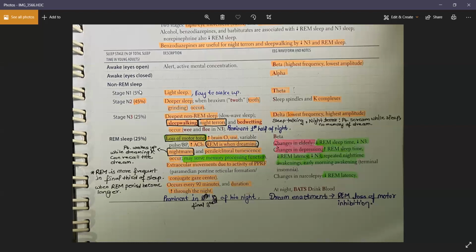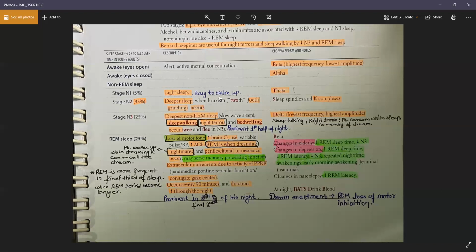Then you go to the non-REM sleep cycle, and the first stage is the N1 stage. You have a very light sleep, easy to wake up. The waves in your brain are the theta waves, which have a lower frequency and a higher amplitude than the alpha waves, of course. Then you have the N2 stage, which consists of about 45% of the total sleep. If you sleep for 8 hours, 45% of the total duration you will be in the N2 stage. It is a deeper sleep.